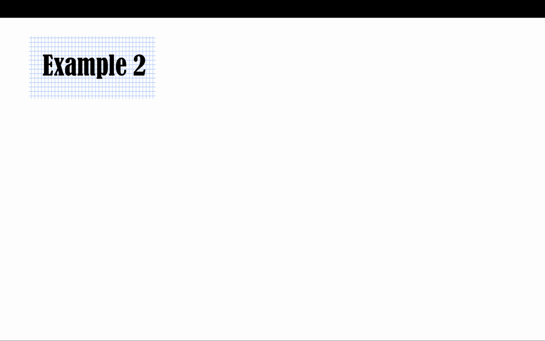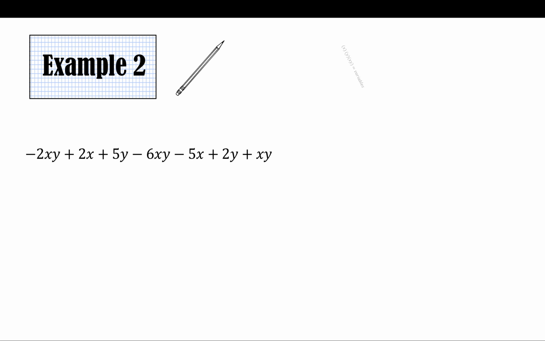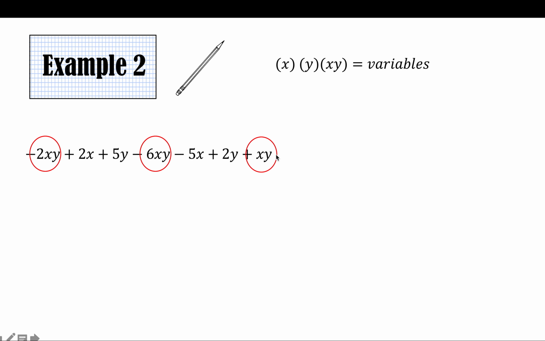For the second example, we will look at the following equation. This equation has the following variables: x, y, and xy. The like terms are negative 2xy, negative 6xy, and plus xy because the three of them have the same variable. Then we have 2x minus 5x. They share the same variable x. And we also have 5y plus 2y with the same variable y.